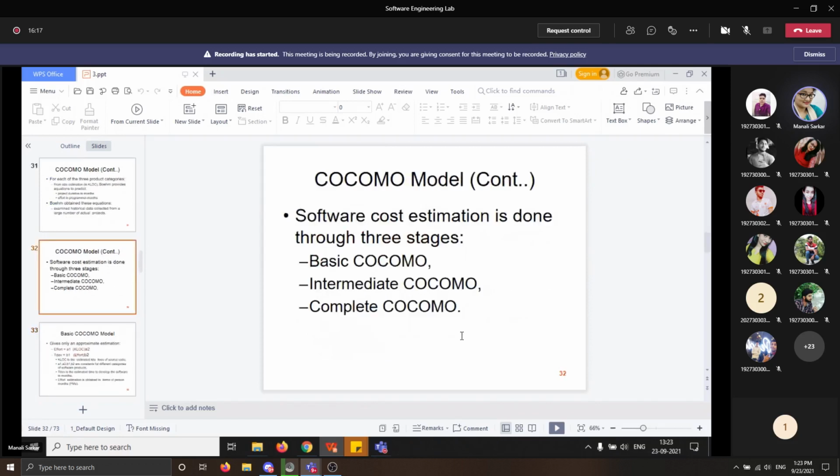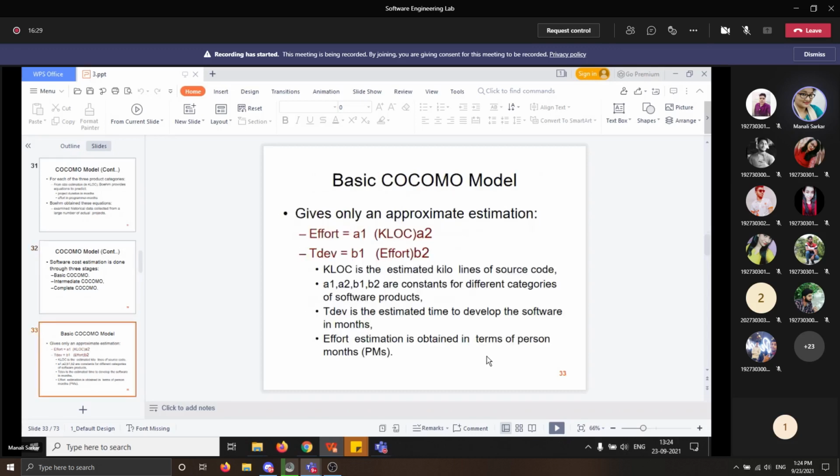Here, cost estimation is done through three stages: basic COCOMO, which we are learning now, then intermediate COCOMO, and after that complete COCOMO. Remember students, all of you pay attention. This is the most important thing in COCOMO: you need to calculate the effort and time of development. How will you calculate the effort?